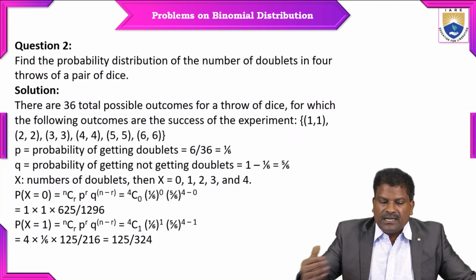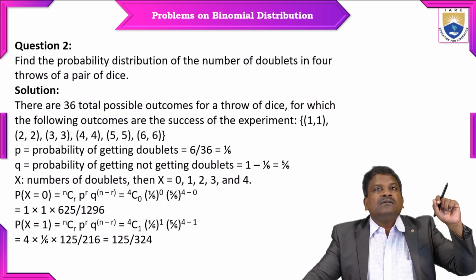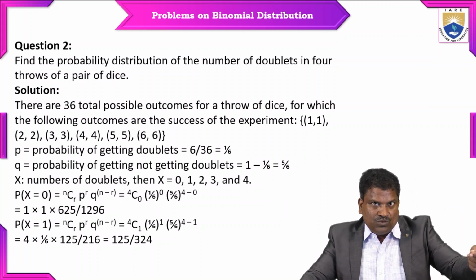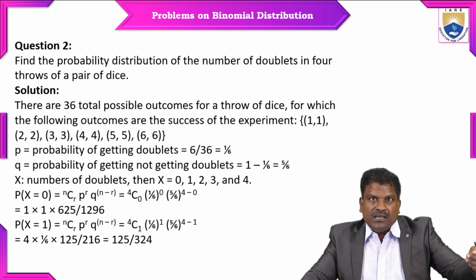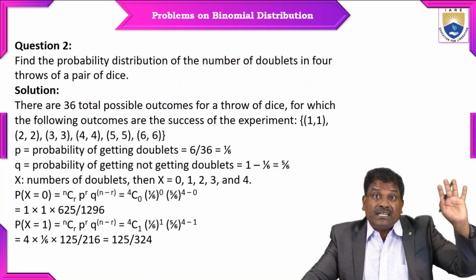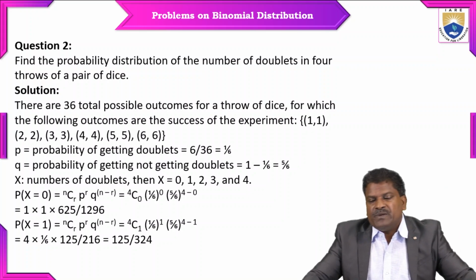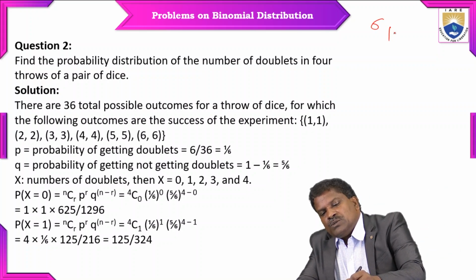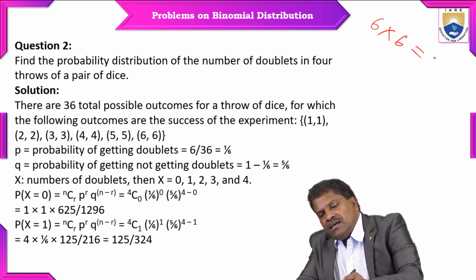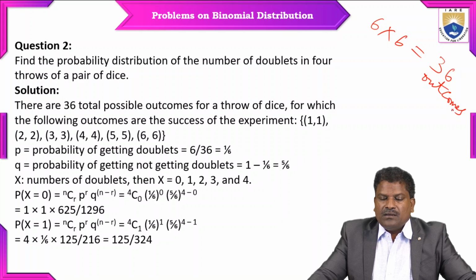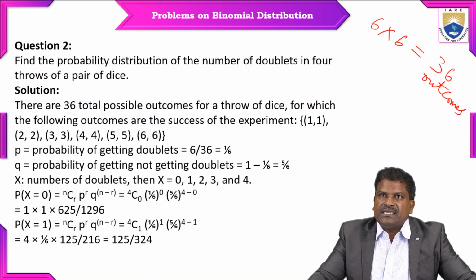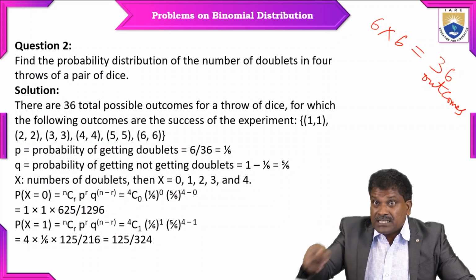Now let us find one by one. Here 2 dice are rolling. That's why 6 by 6, means 6 into 6, 36 total possible outcomes will be there. So, there are 36 total possible outcomes for a throw of dice, for which the following outcomes are the success of the experiment. They are asking doublets.